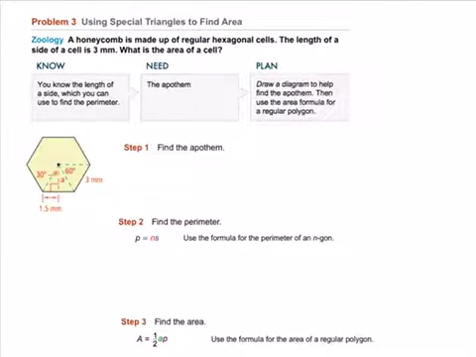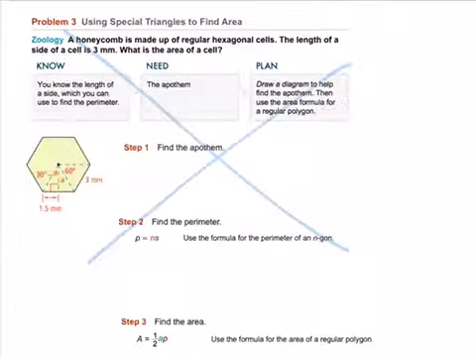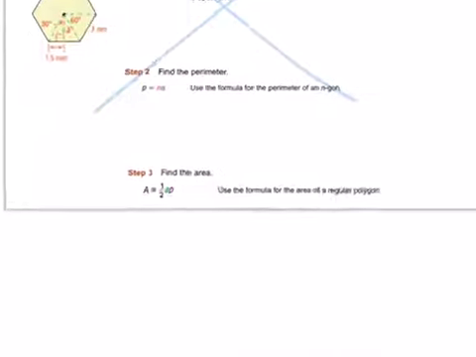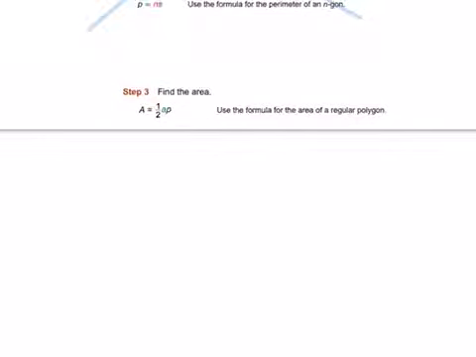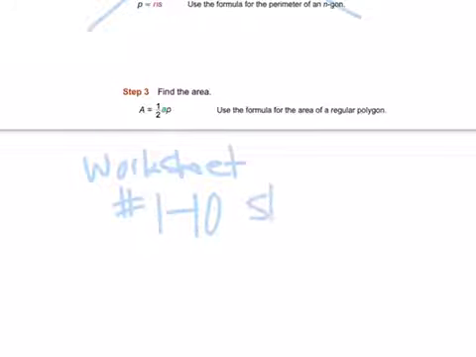Alright guys, since I am not here today, we are going to skip problem 3. So that means you are done with lesson 10.3. Your assignment is going to be a worksheet that the sub will give you. On that worksheet, I want you guys to do 1 through 10. Please be sure to show the work.